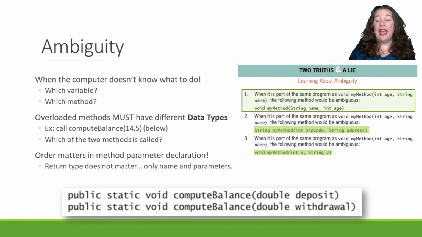Obviously, even if they have the same return value, it is still ambiguous. Return type doesn't matter. What matters is the name of the method, the parameters, and the parameter order. Those are what matters as far as ambiguity. So if you have two methods with the same parameter data types in the same order, you are going to come up with this ambiguity issue.